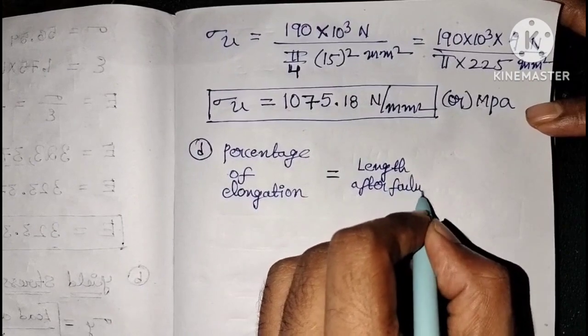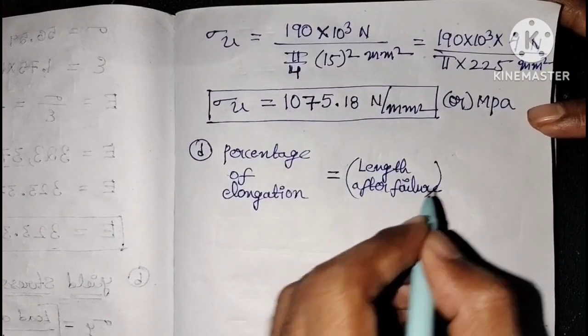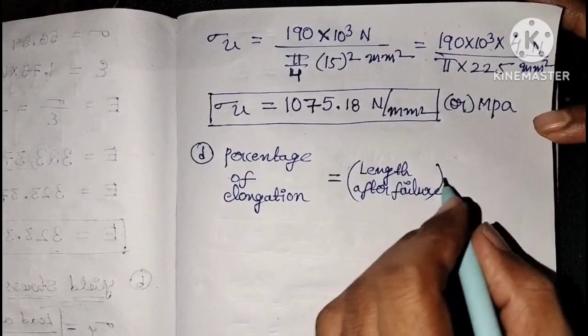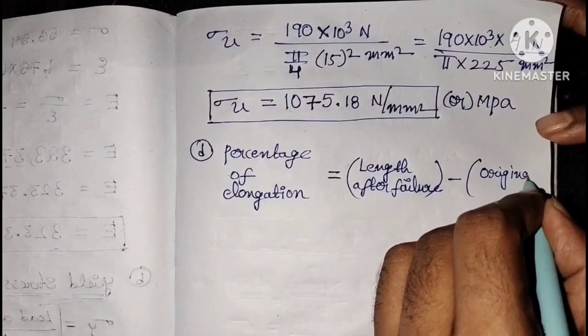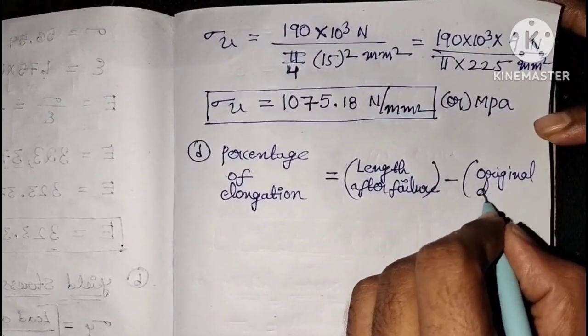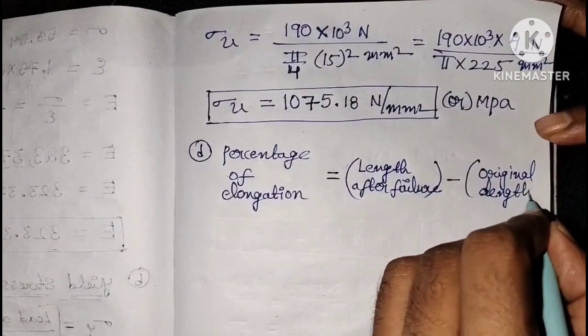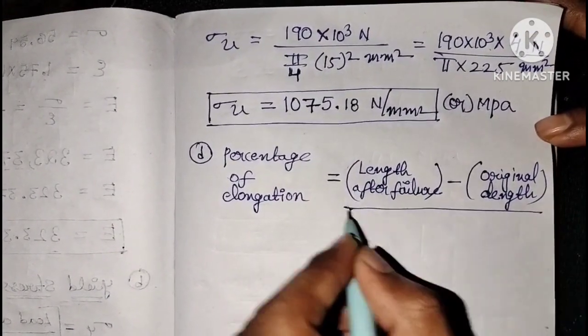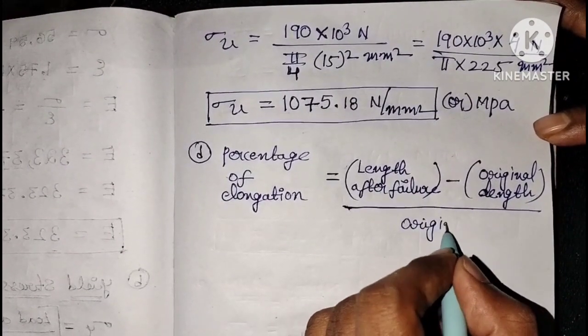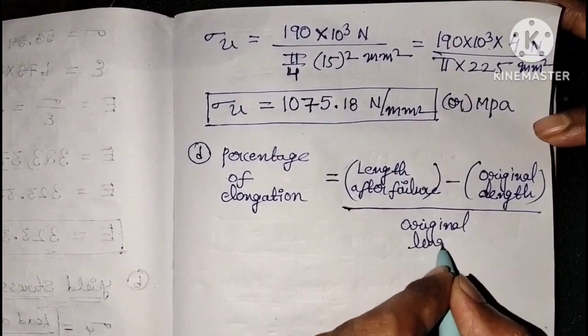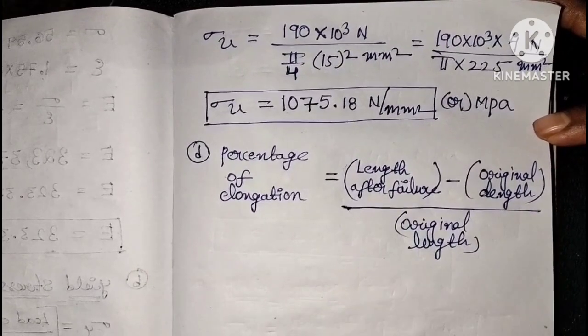Length after failure. Here length means length of the specimen. Length of the specimen after failure minus original length. Original length means gauge length.